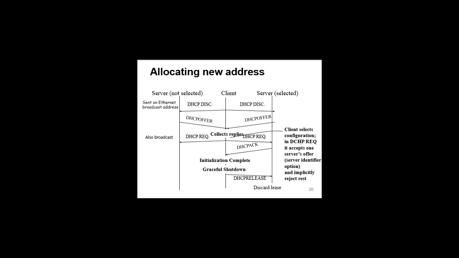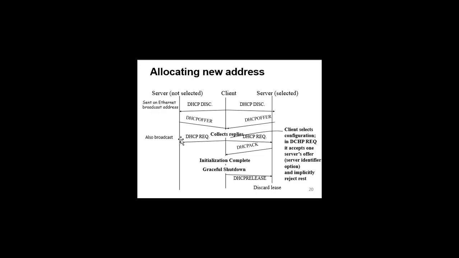This DHCP discover message is sent to both of the servers. It is a broadcast message, as you already know. On receiving both of the offers, the client replies with a request, and this is also broadcast. So these are three messages: the first one is discover, the second one is DHCP offer, and the third one is DHCP request.